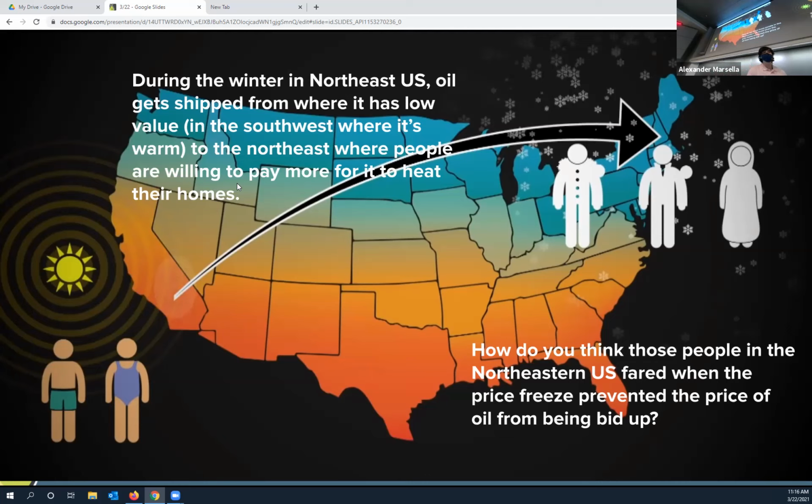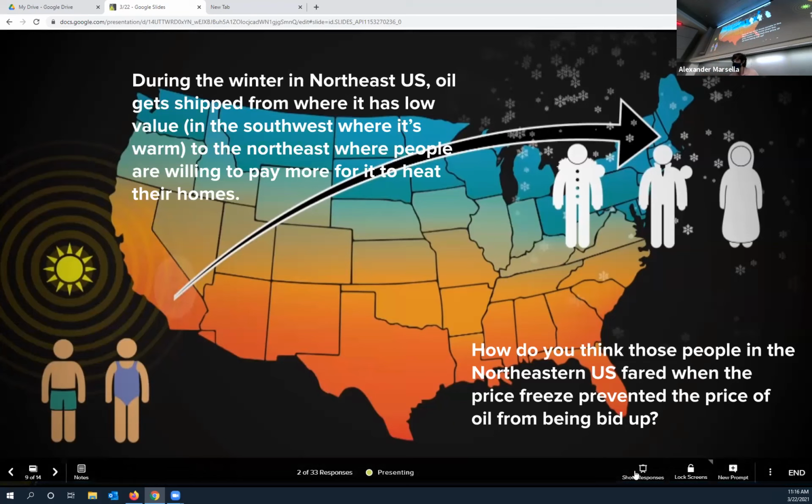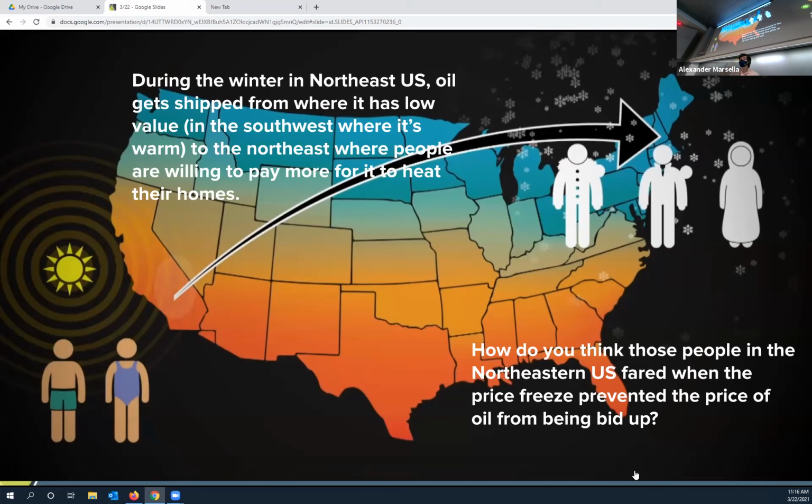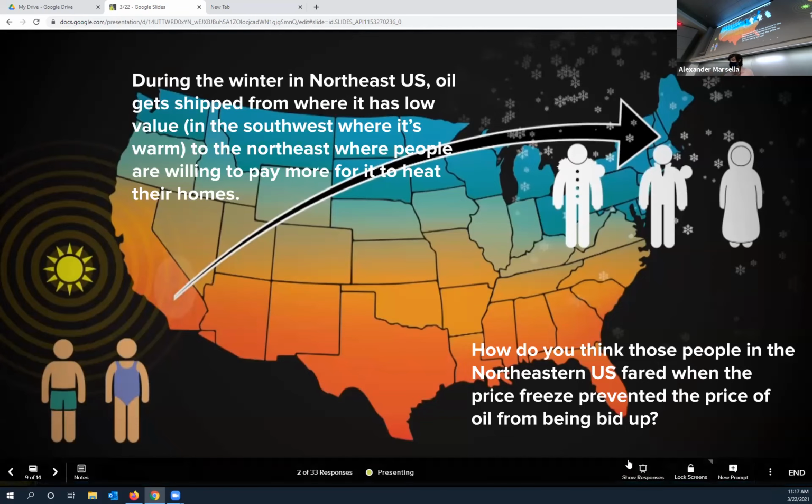Normally, people in the Southwestern United States, where the value is lower because the uses are not as important when it's warm, there's an incentive to ship it across the country. It's expensive to do that. It costs a lot of money to ship oil from California to Maine. It's expensive, right? But there was a price freeze.